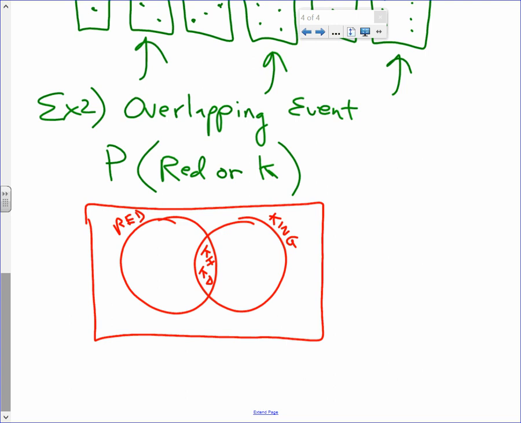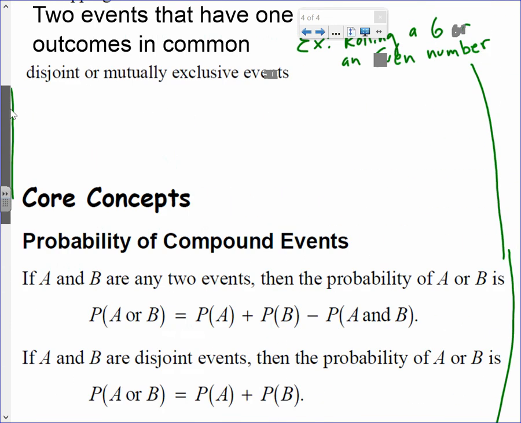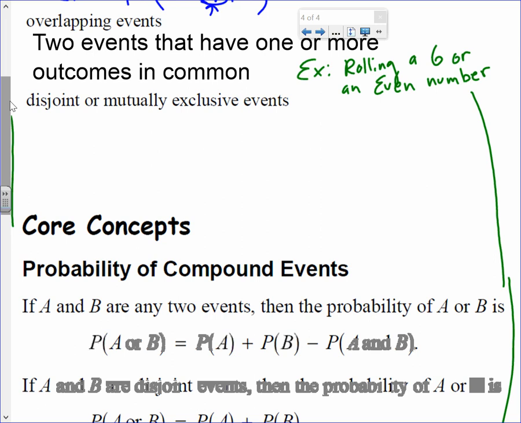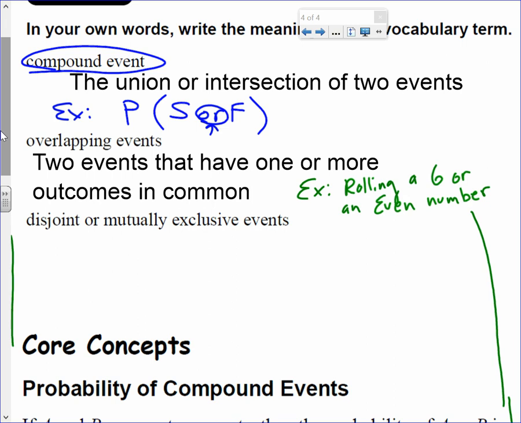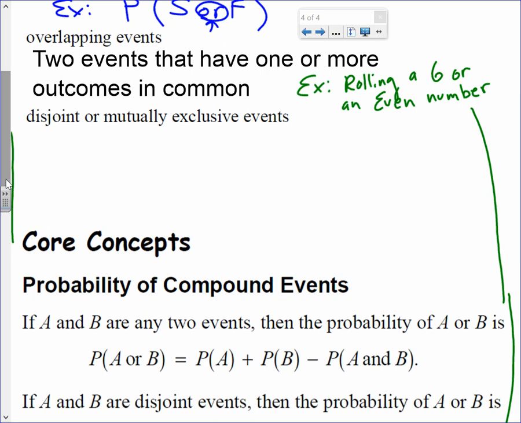Okay? That's what I mean by overlapping events. It's when there are some shared aspects between two categories and it goes right in the middle. That's all overlapping means. The last word we're going to define is when they're not overlapping. They're called disjoint or mutually exclusive. So overlapping is when there's stuff in the middle that both categories share, and disjoint is when they don't share anything.